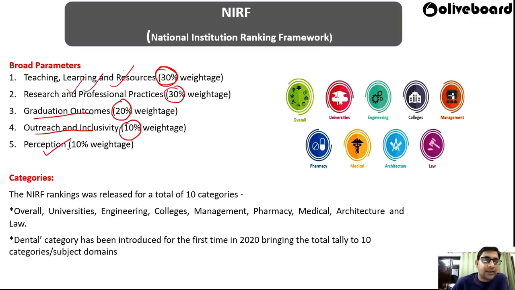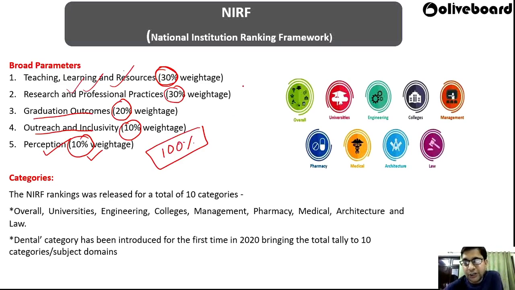Then perception means what is the perception about your institution in the mind of other people. That has been given again 10% criteria. So total it comes out to be 30, 30, 60, 20, 80, 90 and 100. So total 100%. Based on this 100% system, we will be giving ranking of the institution.